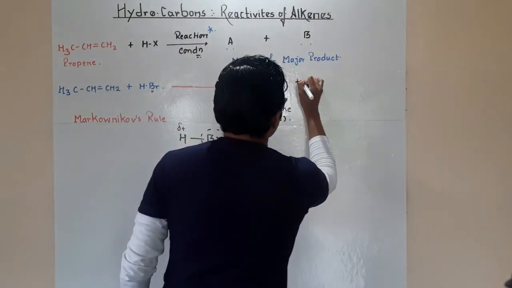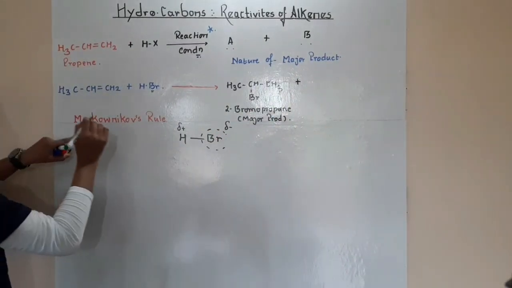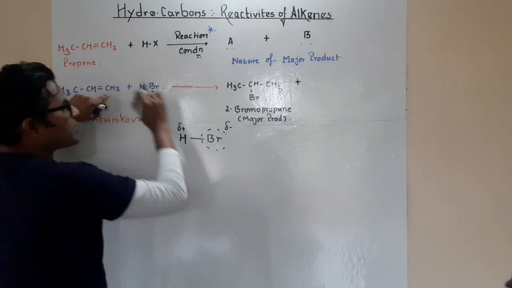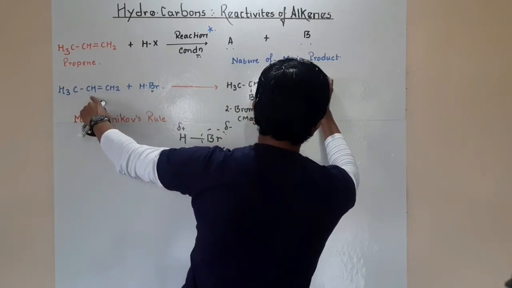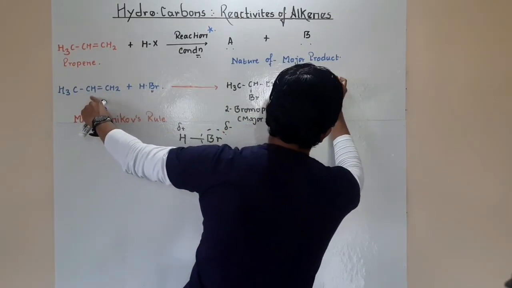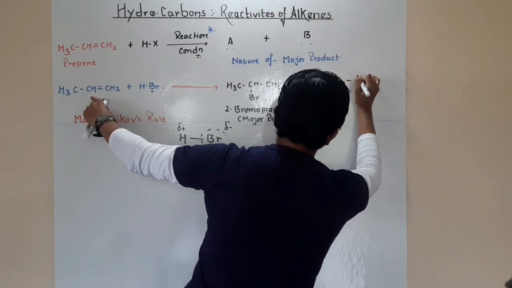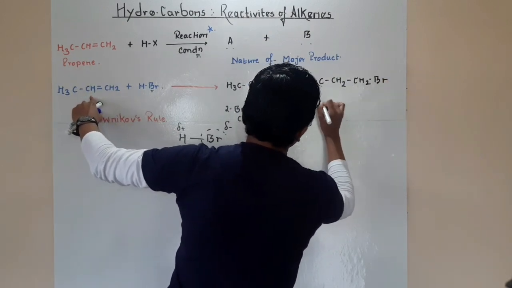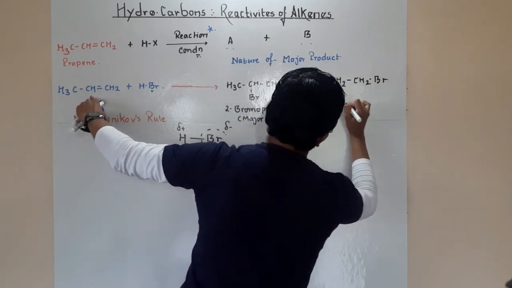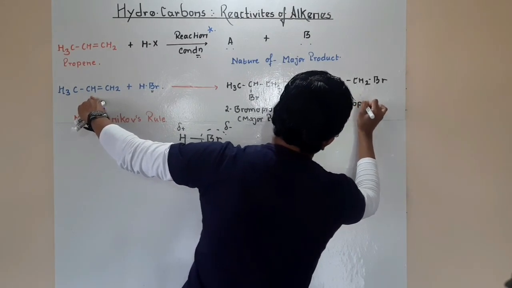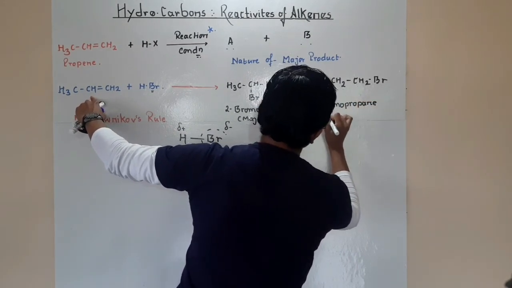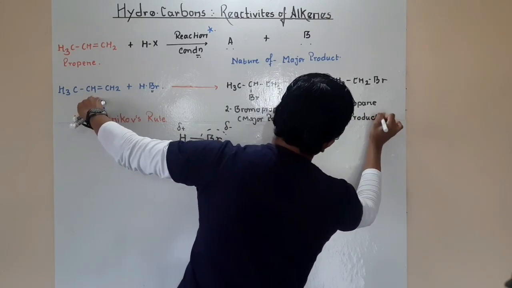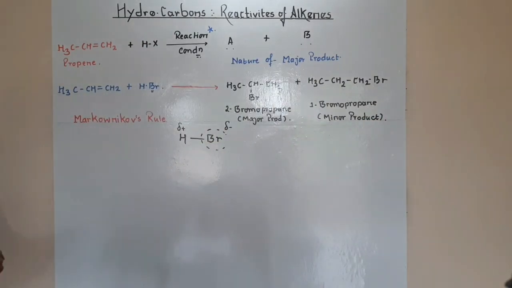Plus, what do we have next? In the next one, you can attach the bromine over here, and the hydrogen to the central carbon. We end up getting CH3 CH2 CH2Br, and that is 1-bromopropane. So 1-bromopropane is going to be the minor product over here.